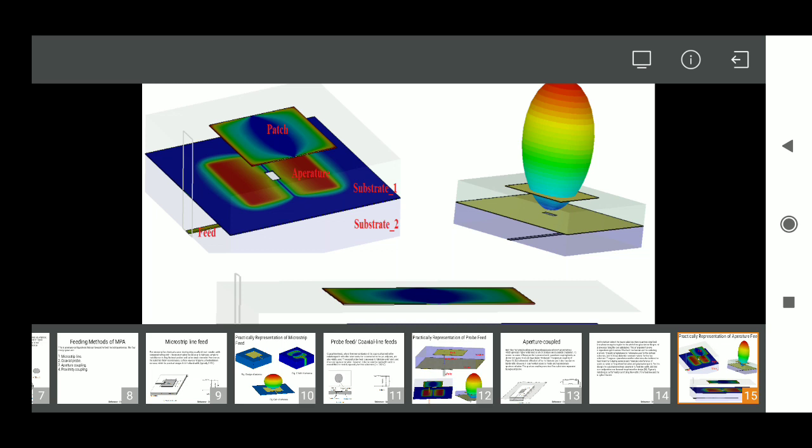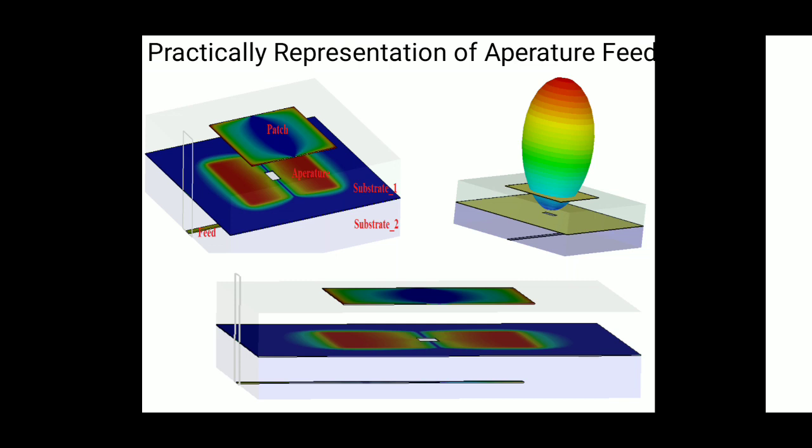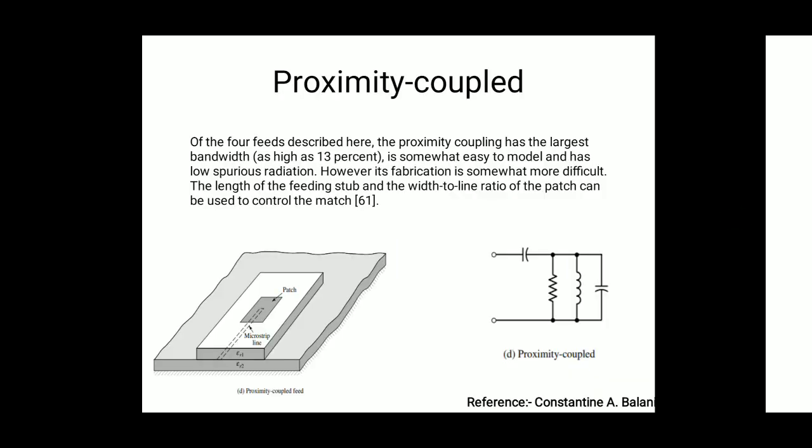Okay, this is the radiation pattern of the aperture feed antenna, and this is the electric field distribution of the aperture feed line. Another feed method is the proximity coupled feed line. It is also a non-contact feed method, and the power is coupled; the energy is not in direct contact with the patch. Basically, the power transfers through the coupling method.